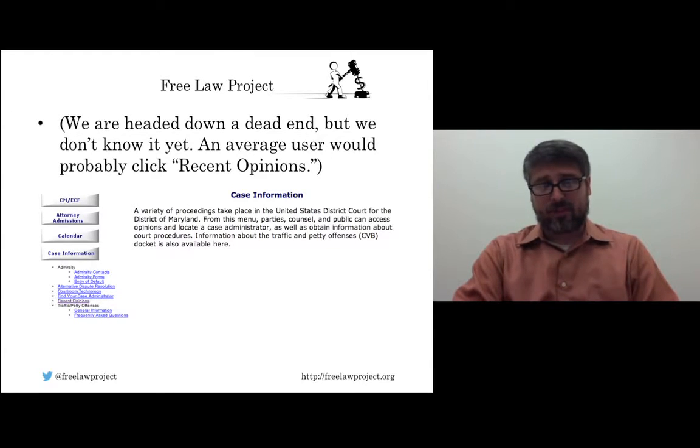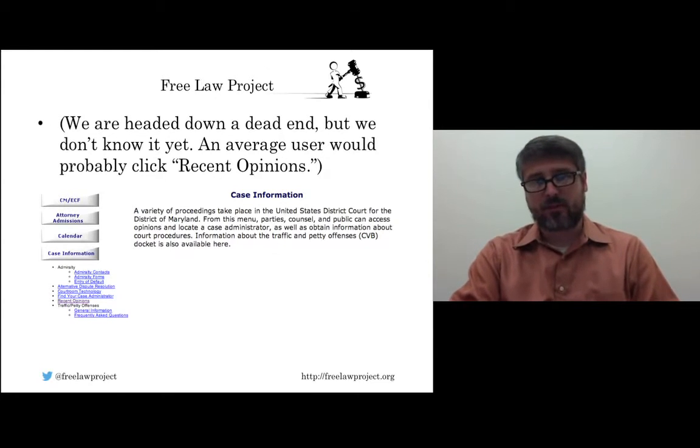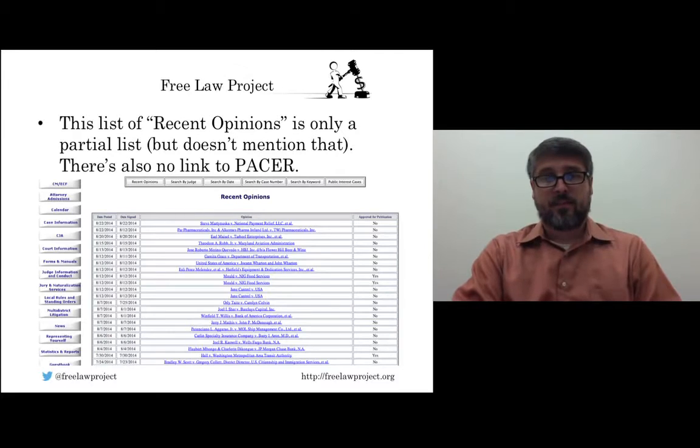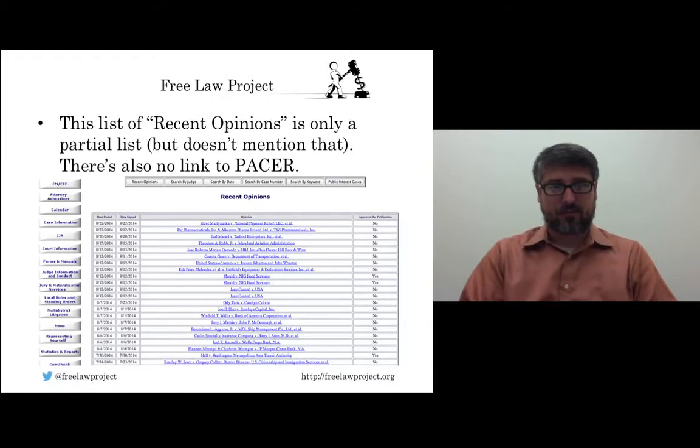The options that clicking on case information reveals are admiralty, alternative dispute resolution, courtroom technology, find your case administrator, recent opinions, that sounds good, and something about traffic offenses. So let's click on recent opinions. There you do find a list of recent opinions from the District Court for the District of Maryland. In fact, in the screenshot I was able to get all of the ones from August 2014 that appear on this page. And you'll search in vain for anything looking remotely like Colby versus O'Malley.